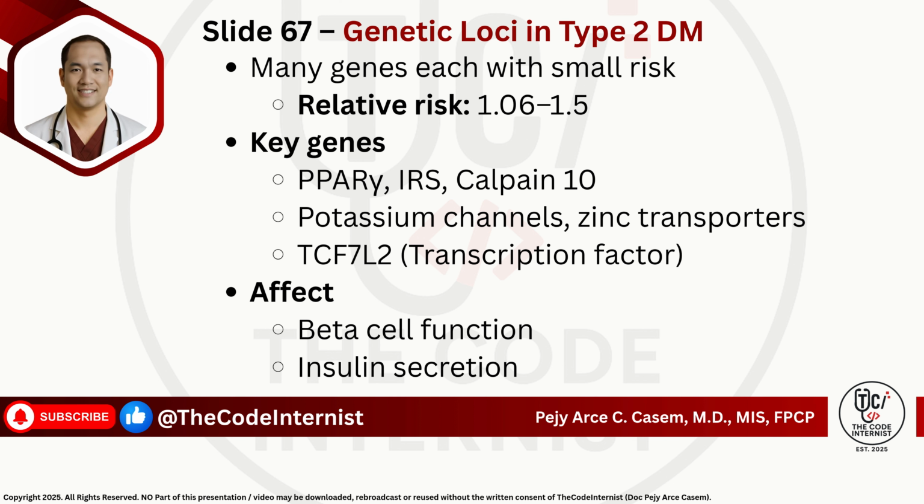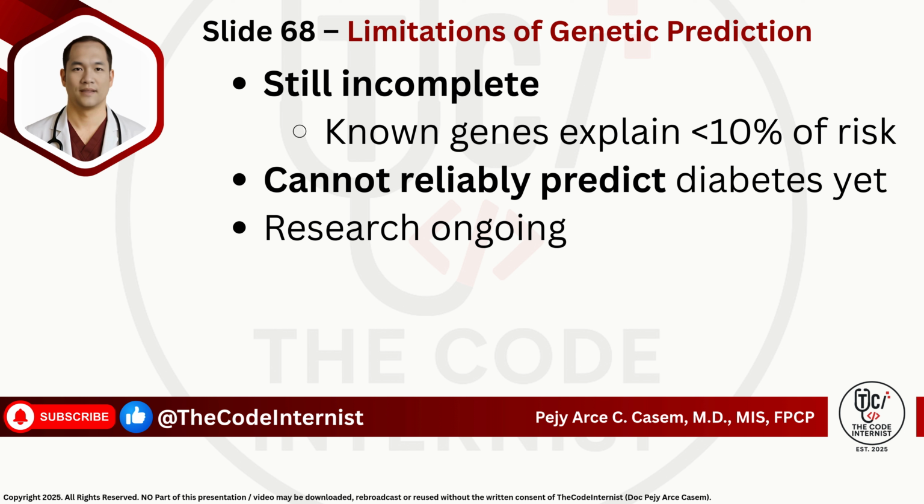One important gene is TCF7L2, which affects how insulin is produced and released. Others affect how the cells in the pancreas function or how signals are sent for insulin release. But none of these can fully predict who will get diabetes. Even though we've discovered many genes, they only explain less than 10% of the total risk.